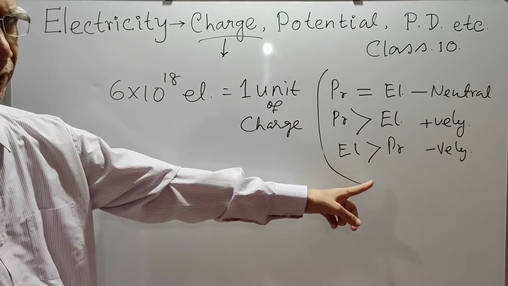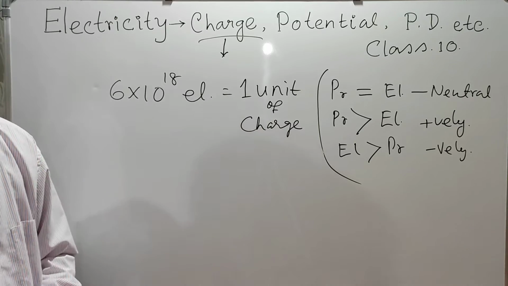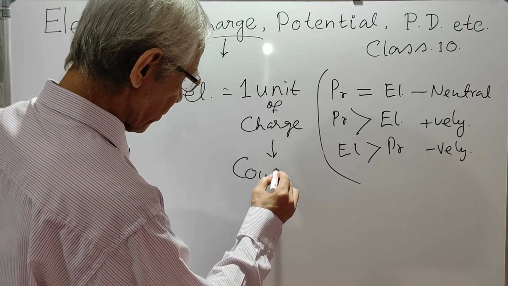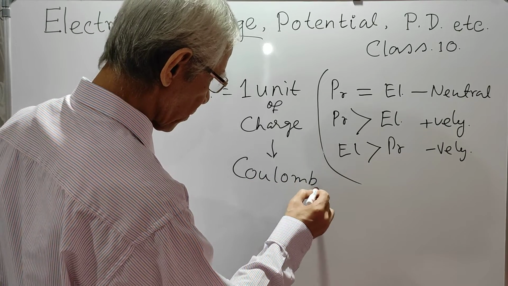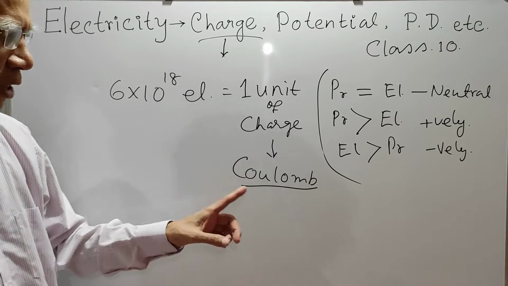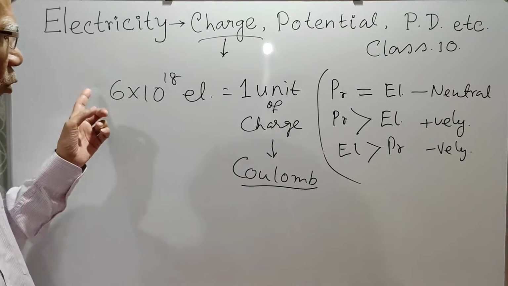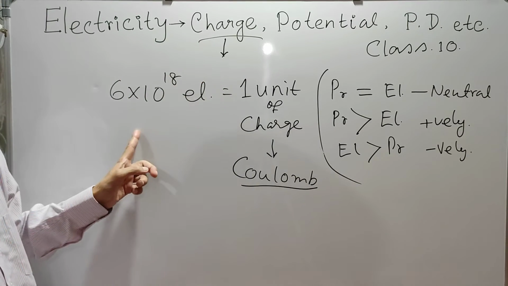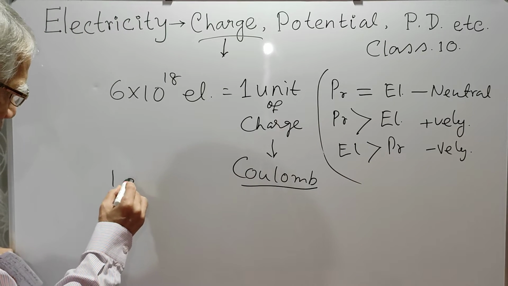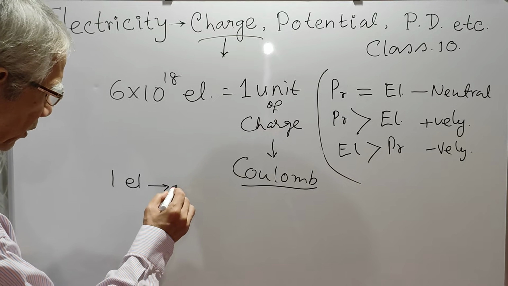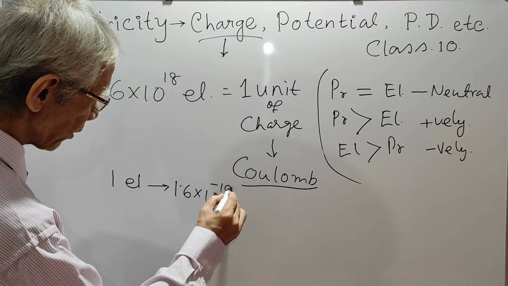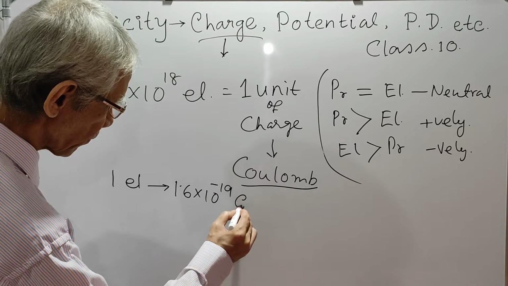You follow? Such a big number of electrons together make 1 unit of charge, and this unit has been called a coulomb. So coulomb is the SI unit of charge. When you say 1 coulomb of charge, we mean the total charge of so many electrons. And from here there is a calculation you will find. So therefore one electron has what charge? One electron has charge 1.6 into 10 to the power minus 19 coulomb.